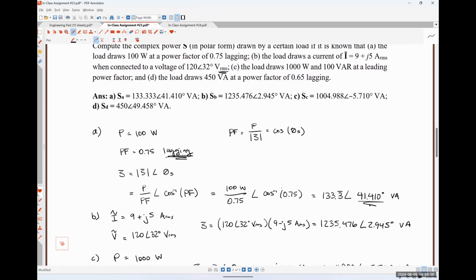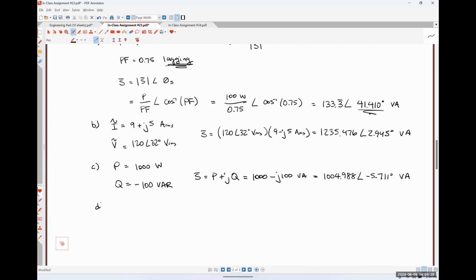Part D, we're told that the load draws 450 volt amperes. So what piece of information did I just give you there? Complex power? So do you see a phase angle anywhere? No. So this is a little tricky, right? Because there isn't a phase angle, I would actually interpret that as the apparent power. So for part D here, I believe that I just gave you an apparent power of 450 volt amperes.